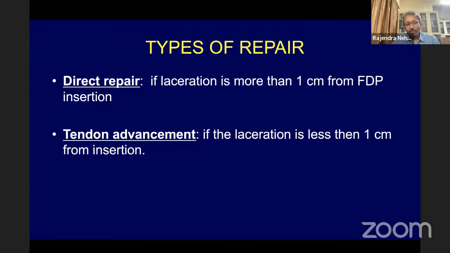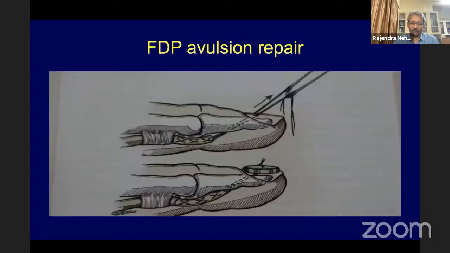So if there is a laceration and you cannot advance a tendon if it is around 1 centimeter, because it will have a quadriga effect. So for avulsion repair, what we do is similar to what has been described in the textbook. So I'll tell you a trick.